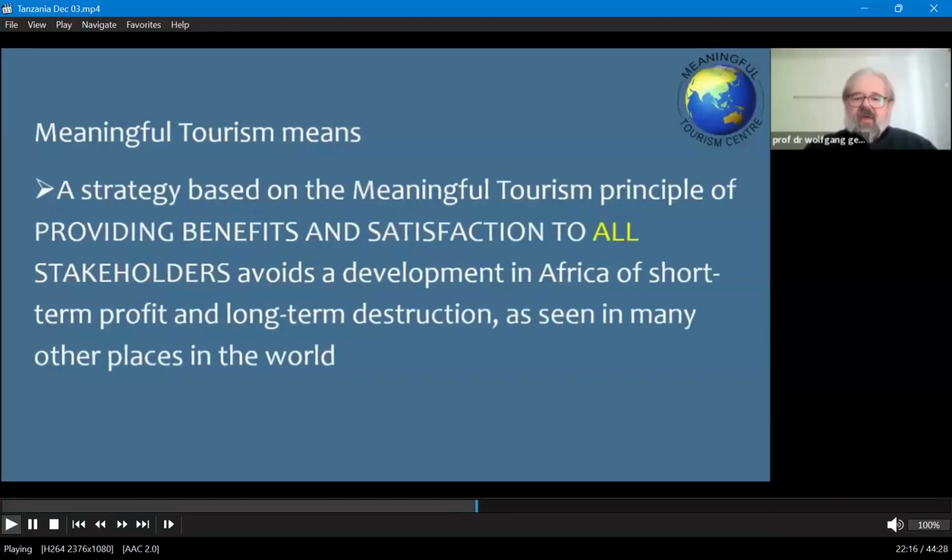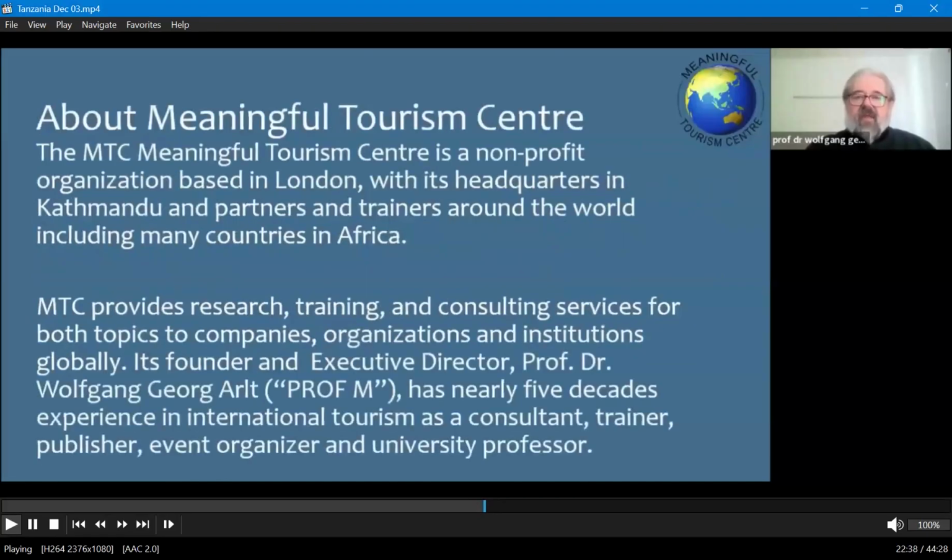So that means we can use a strategy based on the meaningful tourism principles of providing benefits and satisfaction to all stakeholders to avoid a development in Africa of short-term profit and long-term destruction, as we have seen, unfortunately, in many other places in the world happening. So this is an overview of what is meaningful tourism, and we will talk more about what it means specifically for different destinations in the rest of the lectures.